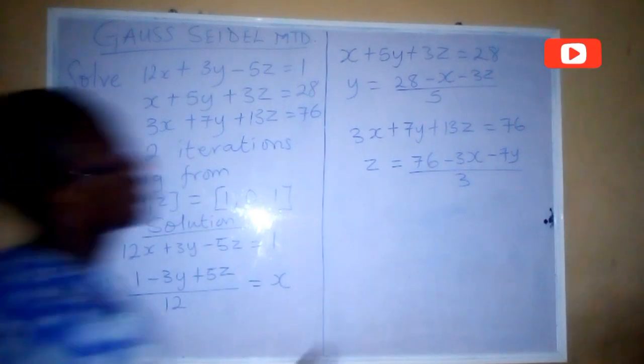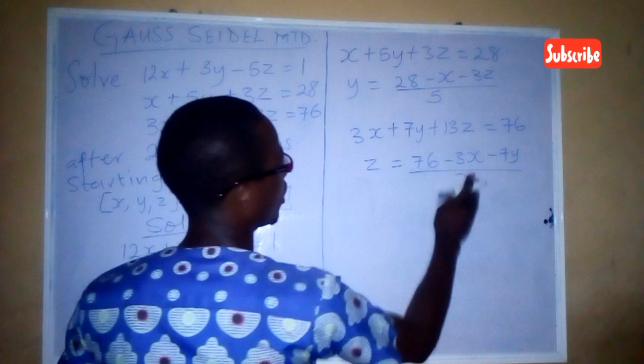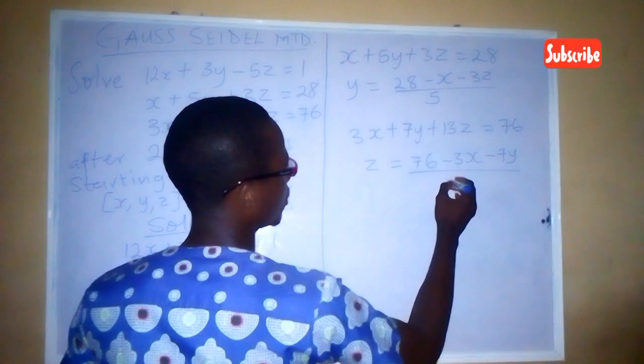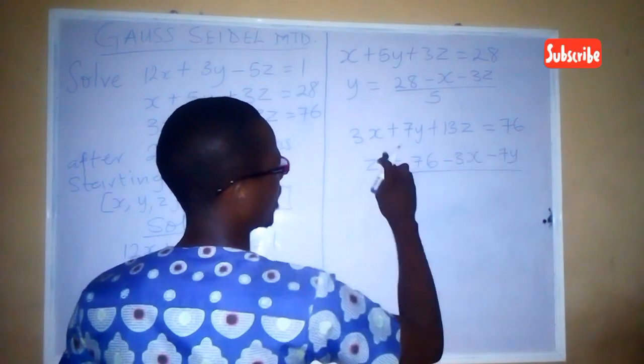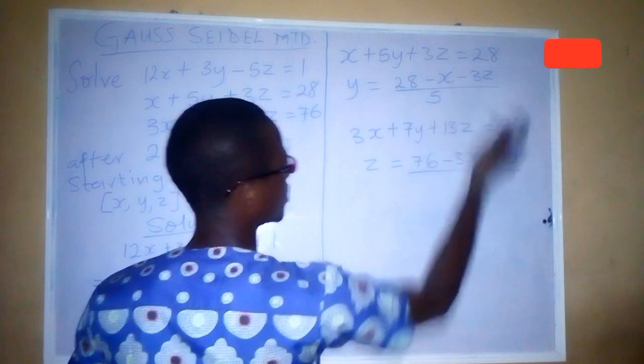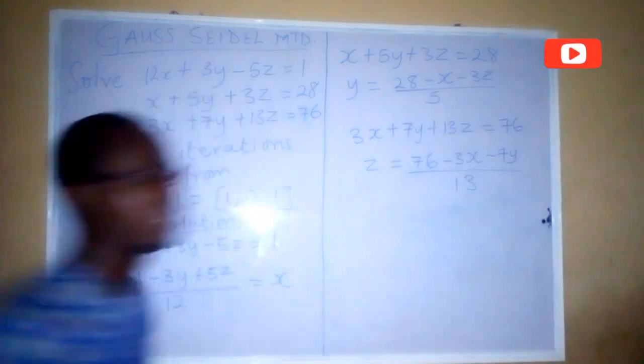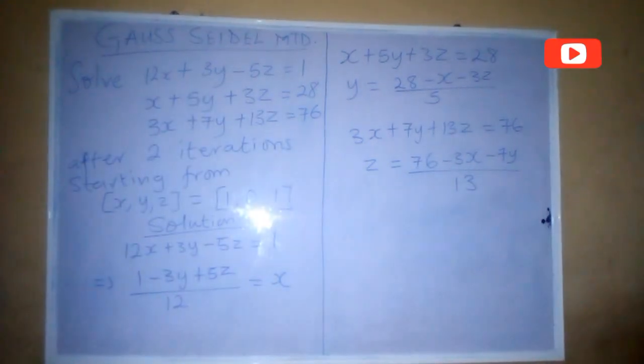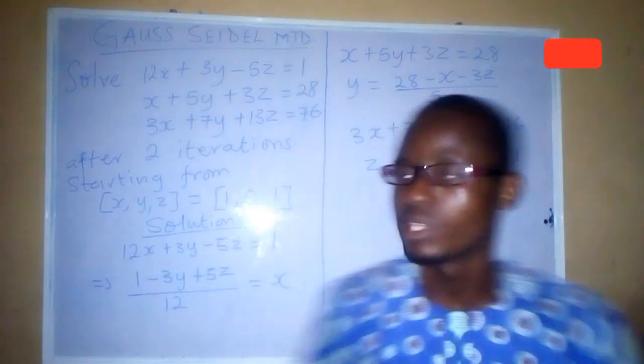Oh, sorry. All over 13. 76 minus 3x minus 7y all over 13. I've made my points clear. I think I've made my points clear here.